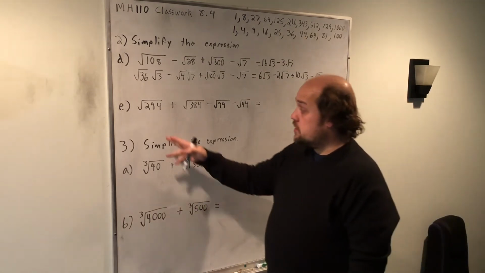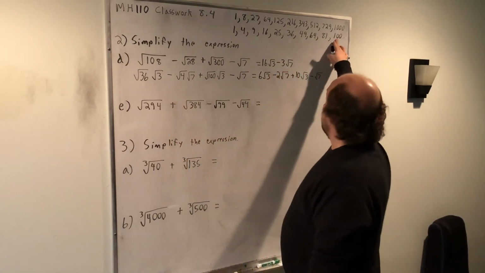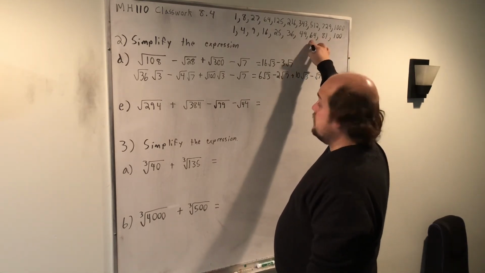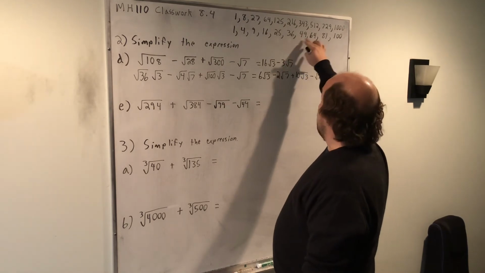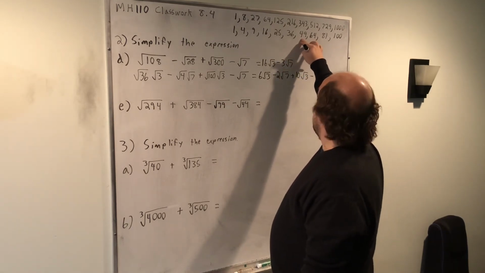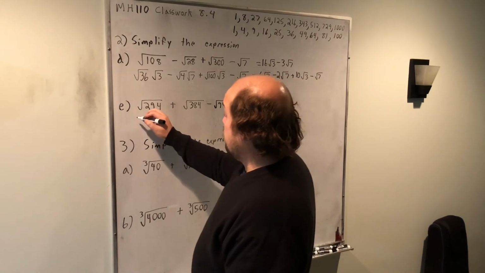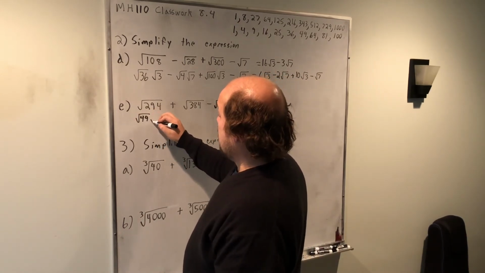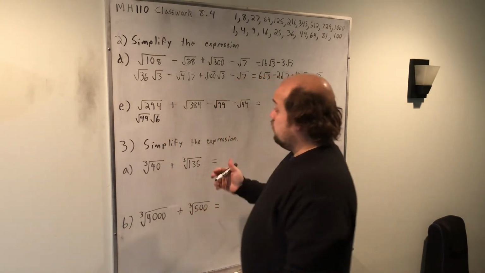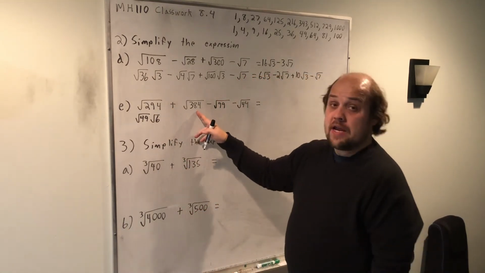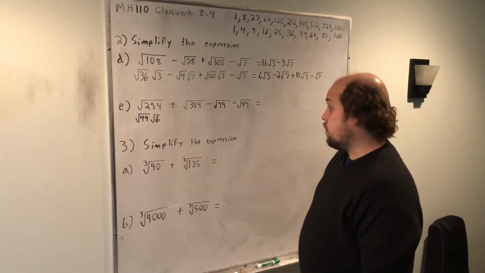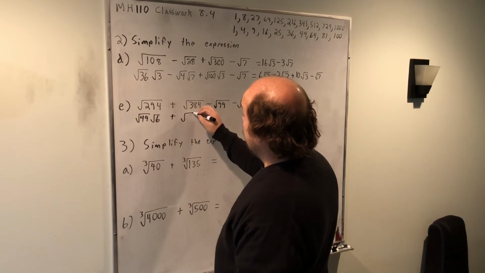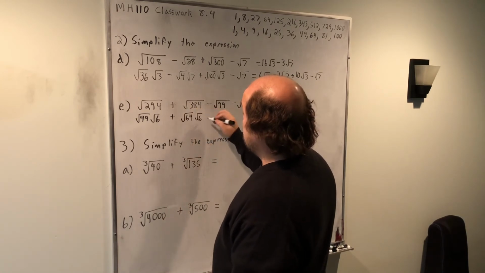In part E, I'm going to start with 294 by dividing by 100. Doesn't go in evenly. 81 doesn't go in evenly. 64 doesn't go in evenly. 49 does. 49 times 6 gives me 294. So when I divide 294 by 49, I get a remainder of 6. When I try and put that same 6 into 384, I do get a perfect square. Specifically, I get 64. So this becomes root 64 times root 6.